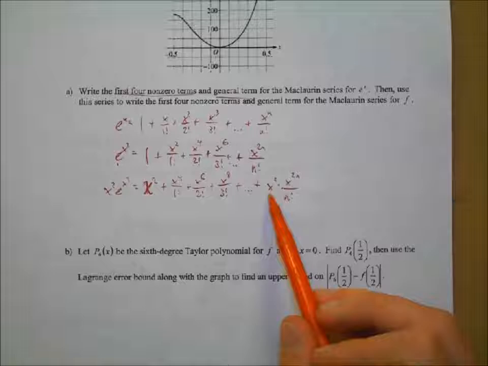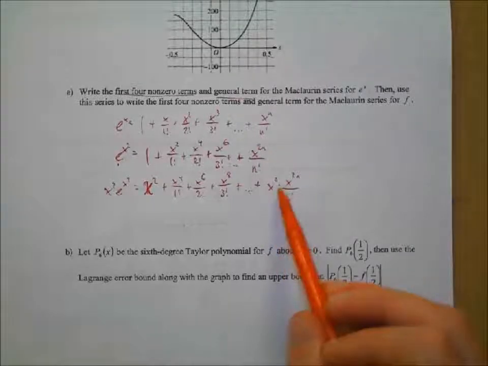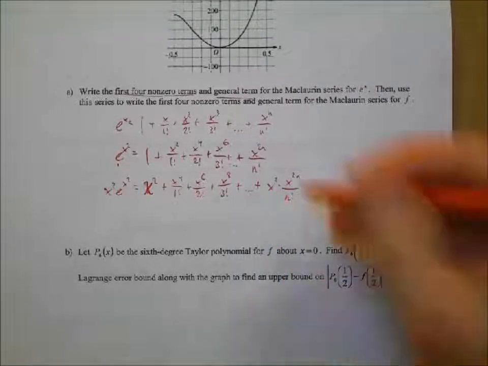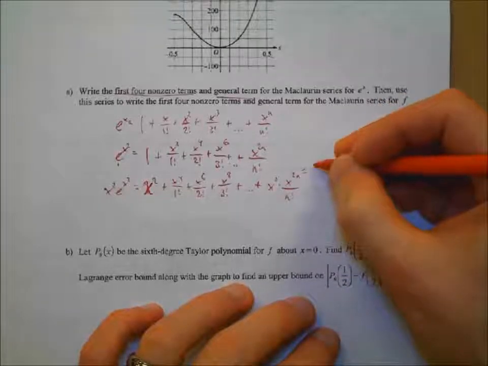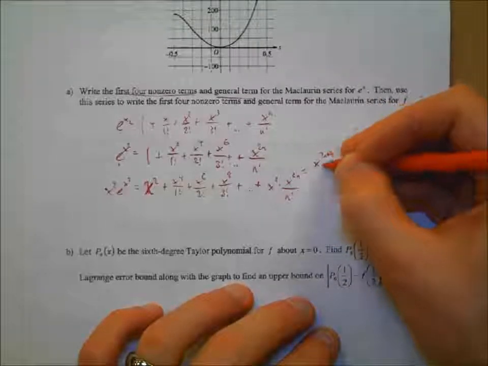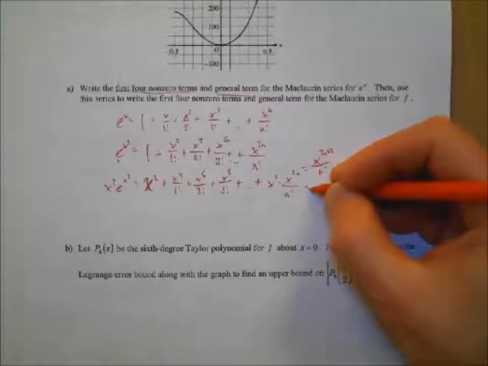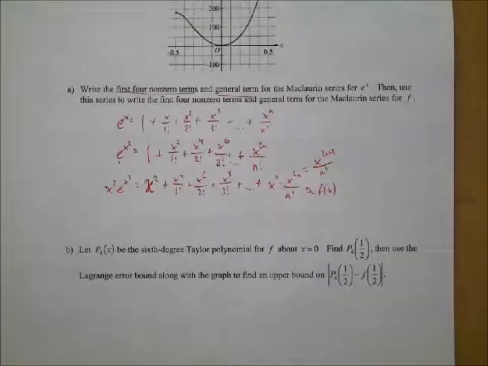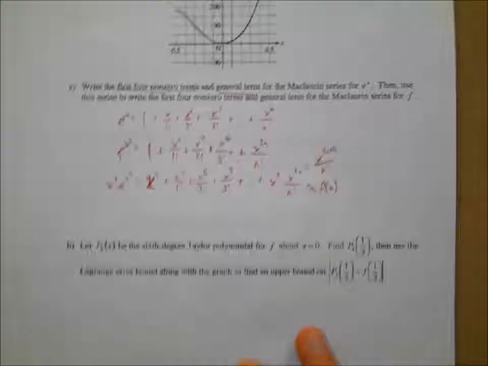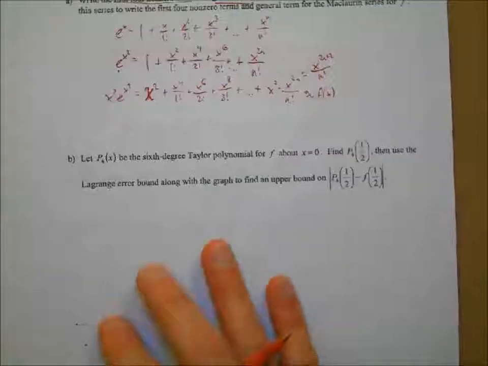Okay. Since these both have a base of x, right, what can we do with our exponents? Add them. So this is really x to the 2n plus 2 over n factorial. Okay. And so this whole thing here is approximately our function there, f of x. Okay. So, questions on any of that? That's, again, it's pretty straightforward stuff we've been doing, right? Nothing new there. That's old stuff.